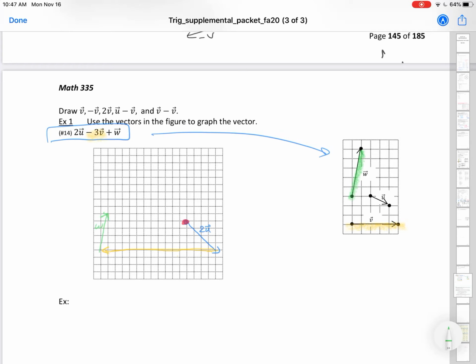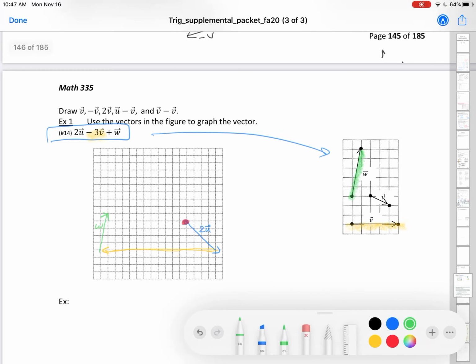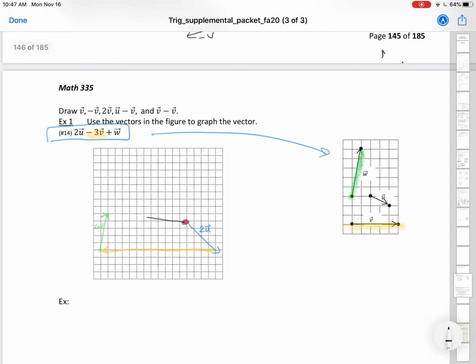So where is the resultant vector? The resultant vector, which I'll put in black, starts from the initial point that we started from and then travels all the way to the ending point. That's the resultant vector of 2u minus 3v plus w.